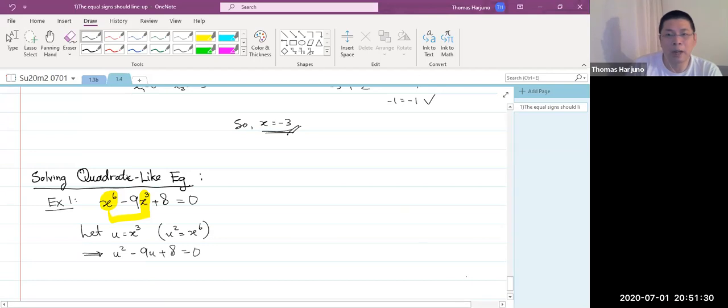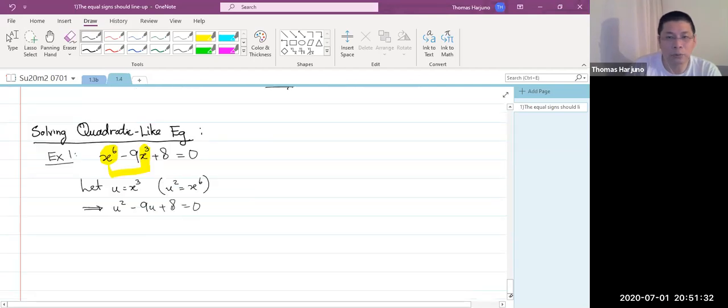Now the plan is I will solve for u. u equals 1, u equals 8, and then you substitute that back and solve it further. That's the plan.